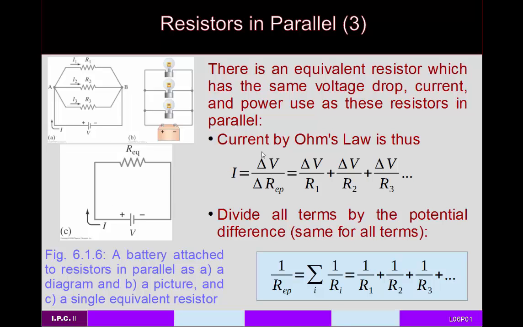So for the equivalent resistance, you get delta V over R equivalent in parallel, and that has to be equal to all these: delta V over R1 plus delta V over R2 plus delta V over R3. If you divide everything by a delta V, since it shows up in every one of the terms in the right-hand sides, you end up getting that 1 over R equivalent in parallel is 1 over R1 plus 1 over R2 plus 1 over R3. And so that is the take-home point for resistors in parallel.